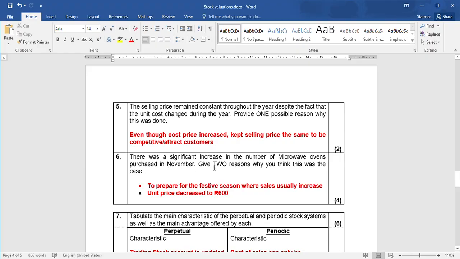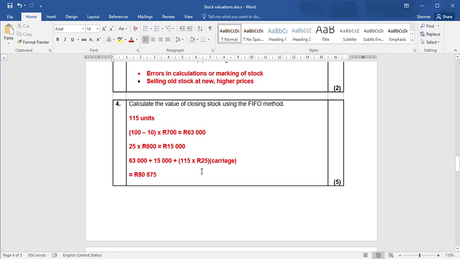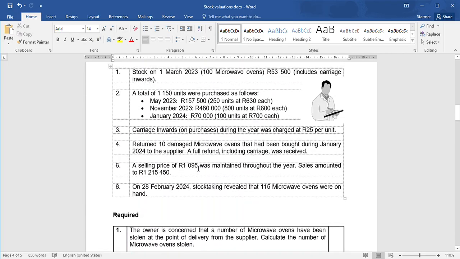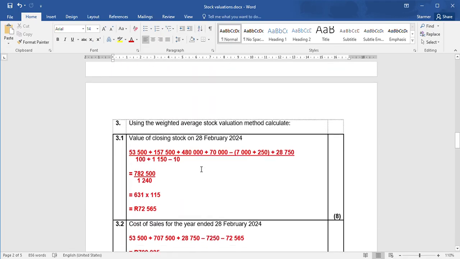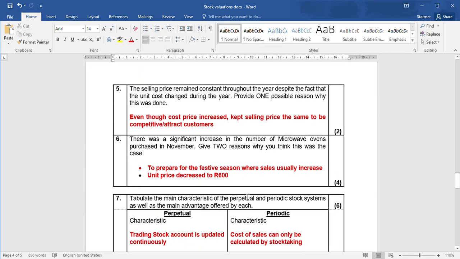Then there was a significant increase in the number of microwave ovens purchased in November. Give 2 reasons. If you have a look here, okay, we bought 800 compared to 250. Well, one of the reasons because they decreased their price. Okay, so that's one reason it was cheaper. The other reason though is you're preparing for December, your festive season, because usually in December you're going to sell more. So those are the 2 reasons that I put here. To prepare for the festive season where sales usually increase and the unit price decreased to 600.